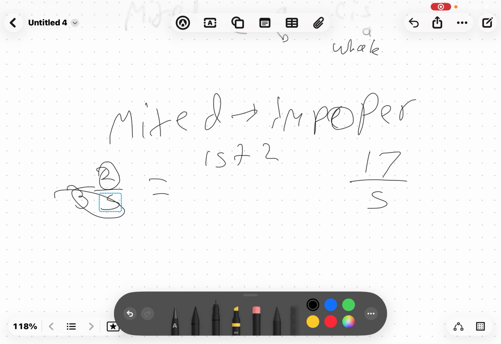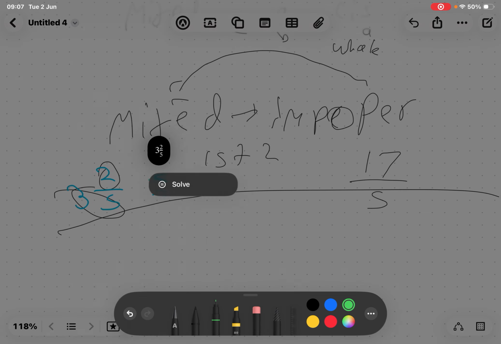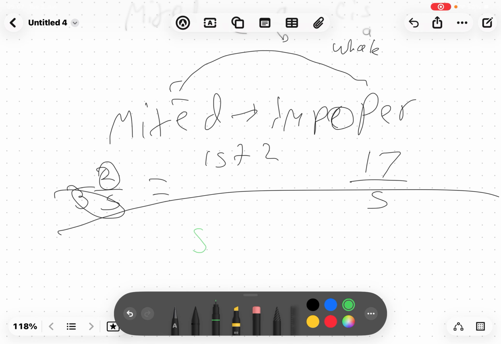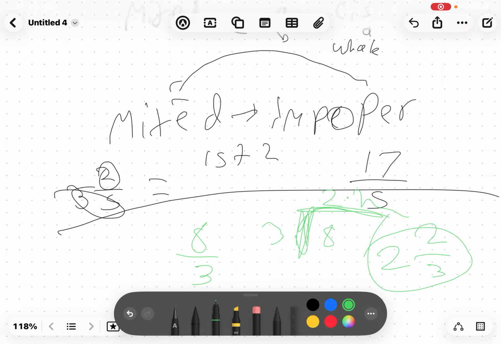So now the opposite, improper to mixed. Let's say you have 8/3. You can do the regular division, right? How many 3s go into 8? Well, it's going to be a decimal, but how many can you put in? 2, and then it's going to be something else, but you don't care, so you just put 2. How much is left? It was 6, so there's 2 left, 2, and then there's 3. So this is how you do it.